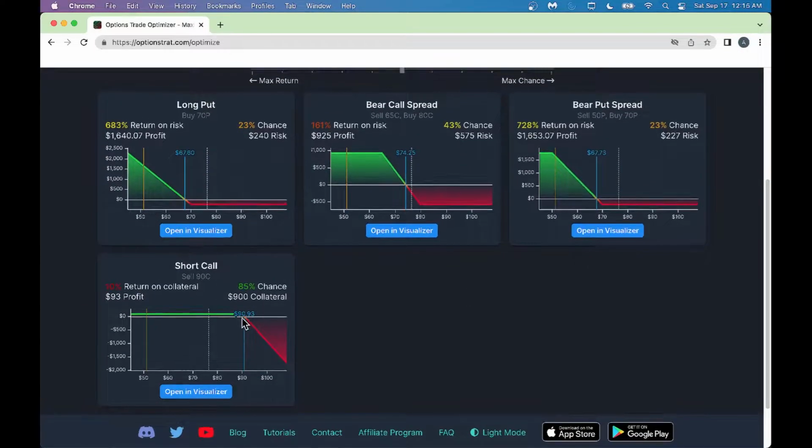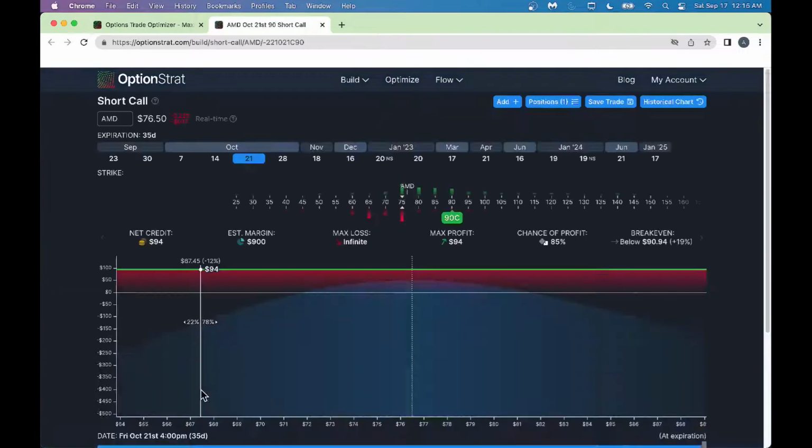And look, as you look through this here, you might say, what, I love short call. You can just click on short call here and open up visualizer. It kind of takes you to short call spread here, and look what's going on here. We are at October 21, 35 days out. We got AMD at $76, and it's suggesting, hey, you sell a $90 call option here, and for selling a $90 call option, you're bringing in $94, as you see here, and your estimated margin is $900.